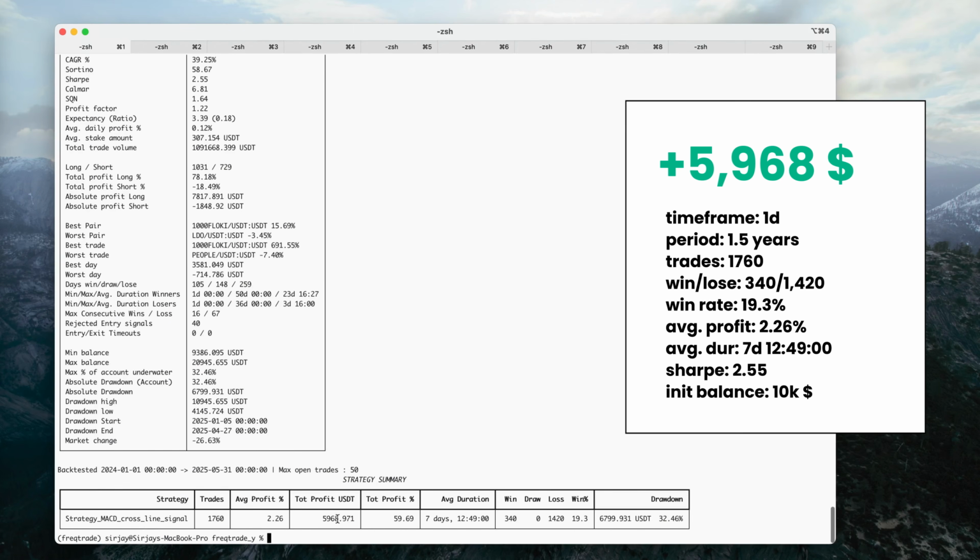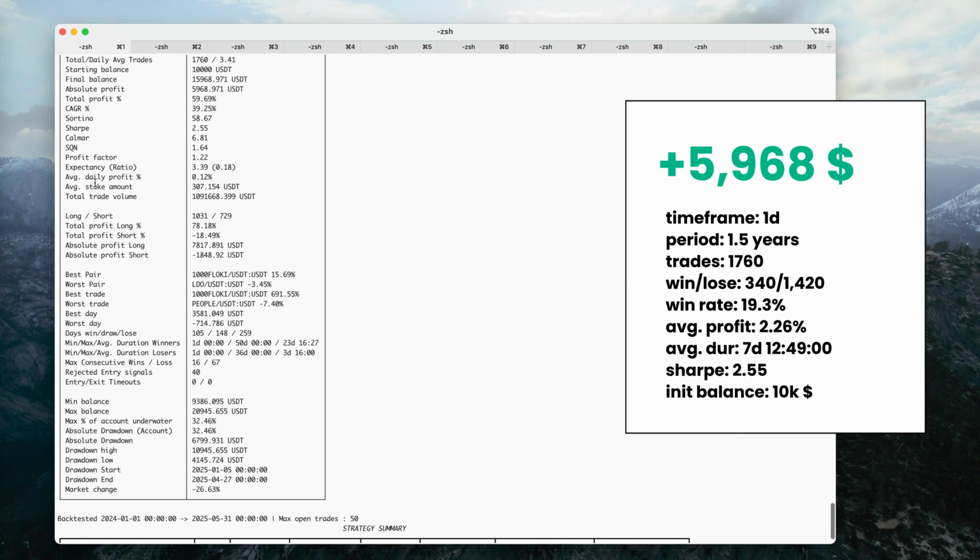We can see this is the total balance, almost $6,000, and I remind you that we started from a $10,000 deposit. Here we can see total trades, average profit, average duration, wins, losses, win rate, and drawdown. Another interesting metric is the long and short results shown separately. We can see that overall the long profit is quite a bit higher than short. So shorting with the MACD strategy seems not so good. Also we got the Sharpe ratio and other metrics here.